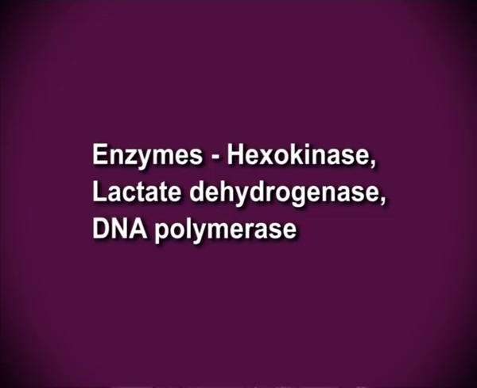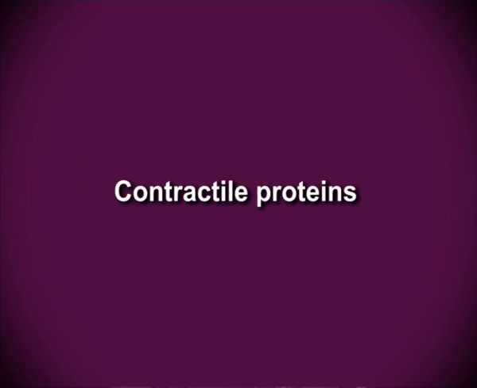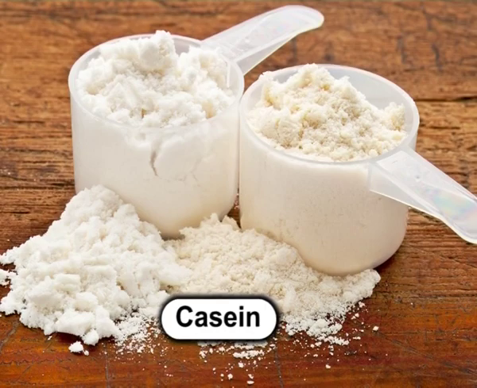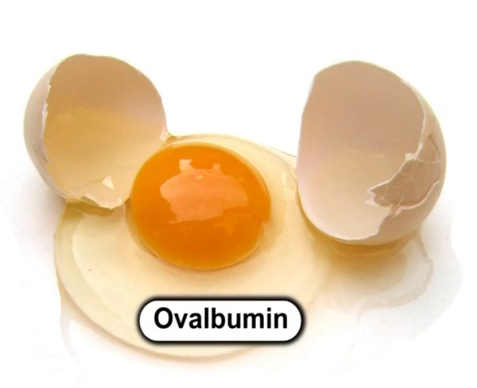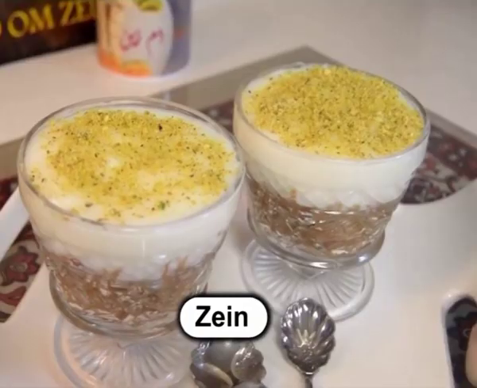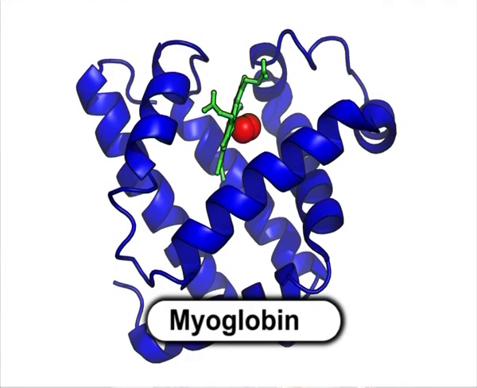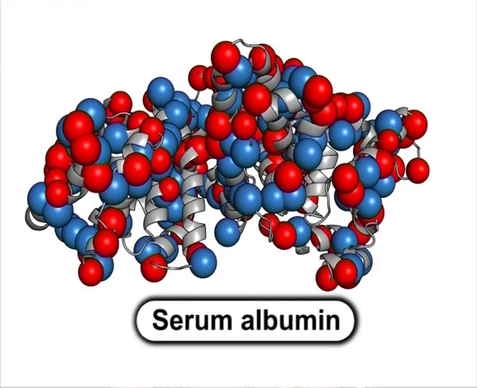On the functional basis, proteins can be classified according to their biological role as enzymes, which include hexokinase, lactate dehydrogenase, DNA polymerase. Contractile proteins. They include myosin, actin, flagellar proteins. Storage proteins. These include casein, ovalbumin, ferritin, zein. Transport proteins. They include hemoglobin, myoglobin and serum albumin.